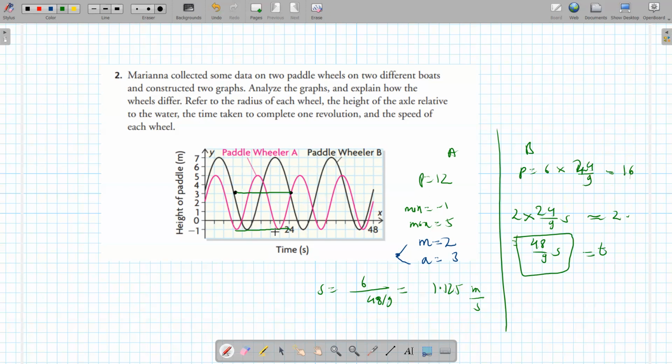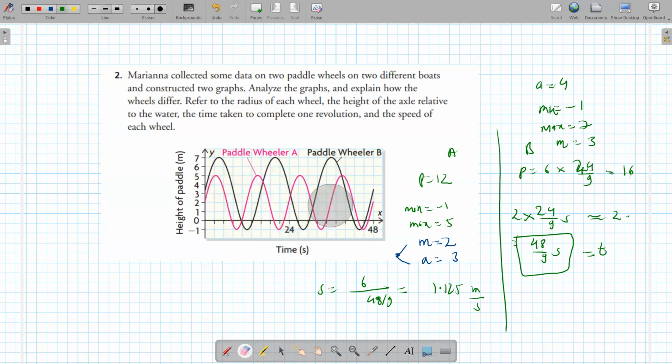The minimum is -1. The maximum is 7. That means your midpoint is going to be at 3, right? Right here. So that's the height of the axle. So your midpoint is at 3. That's the height of the axle. So your amplitude is going to be 4.